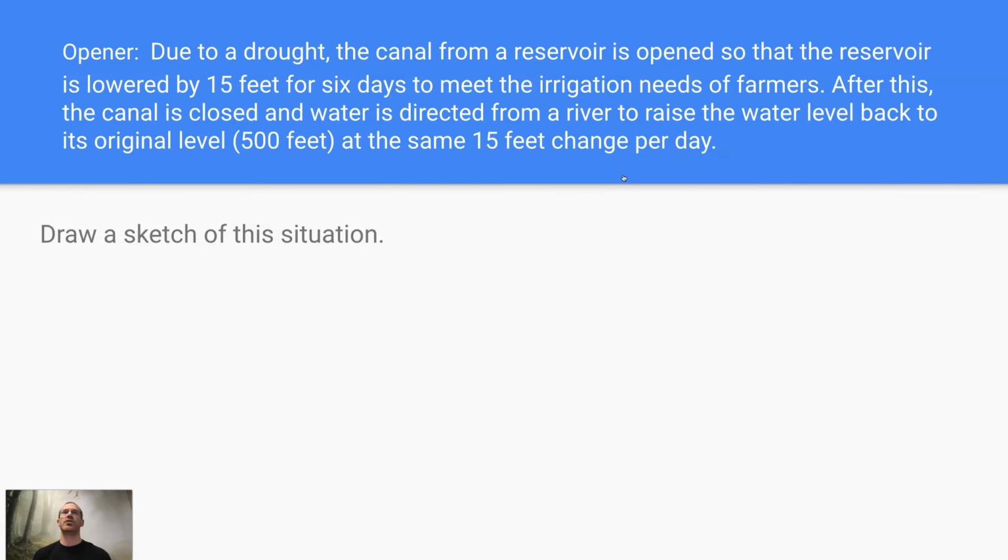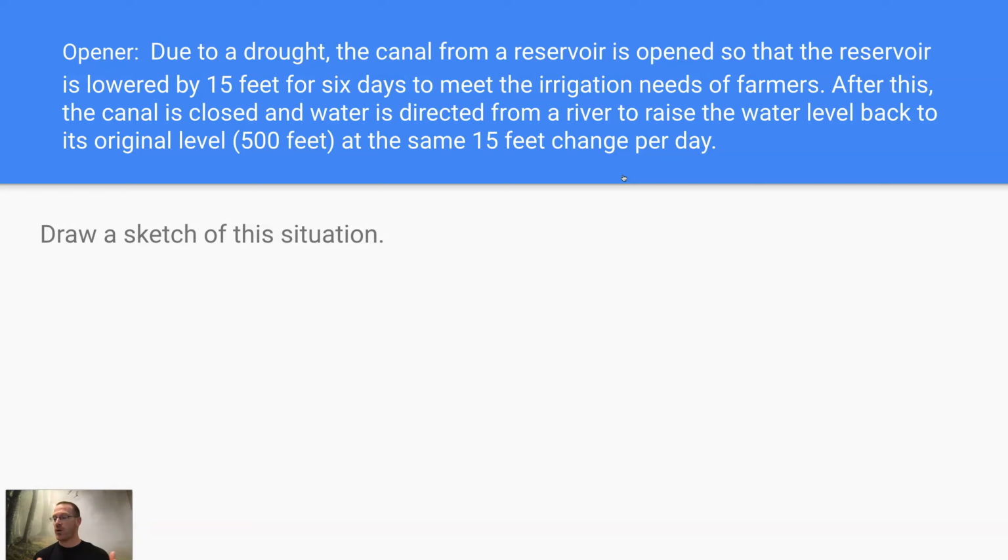All right, so due to a drought, the canal from a reservoir is open so that the reservoir is lowered by 15 feet for 6 days to meet the irrigation needs of farmers. And I should say 15 feet per day for 6 days. After this, the canal is closed and water is directed from a river to raise the water level back to its original level at the same 15 feet change per day.